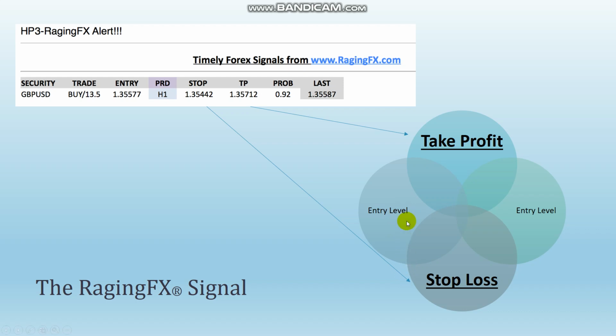Entry points set further away from the stop loss level will limit the trade profit potential while reducing the chance of getting stopped out. What the RagingFX algo does is determine a balance between probability, risk management, and market sentiment. Frankly, it takes a lot of calculating to get it right.